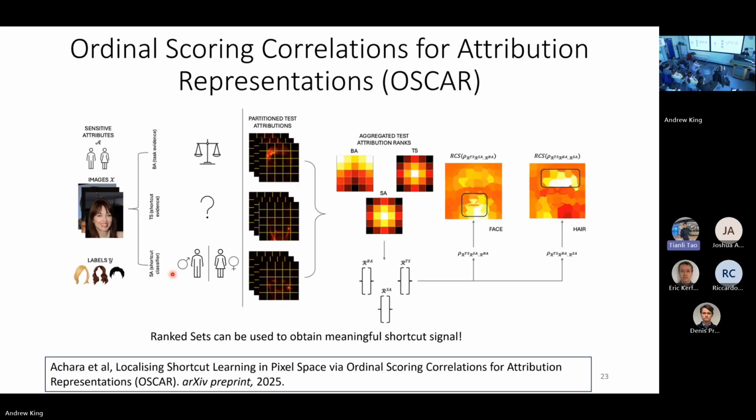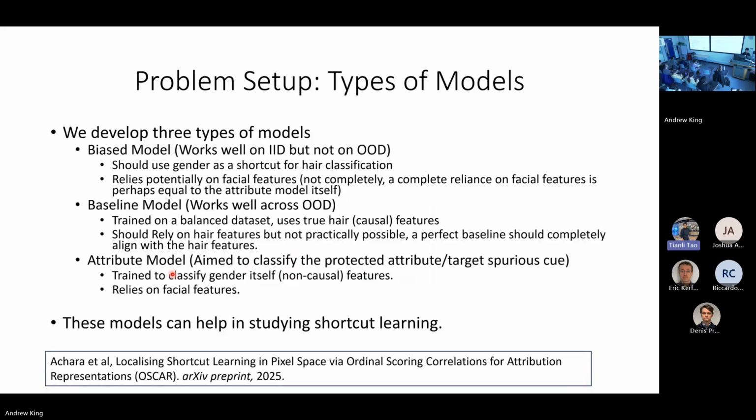So now I'm going to share some parts of our work, ordinal scoring correlations for attribution representations. Here I'll first talk about the problem setup. We have three different types of models, where we have a biased model first. We assume that this model could be biased by a specific attribute that is known to us.